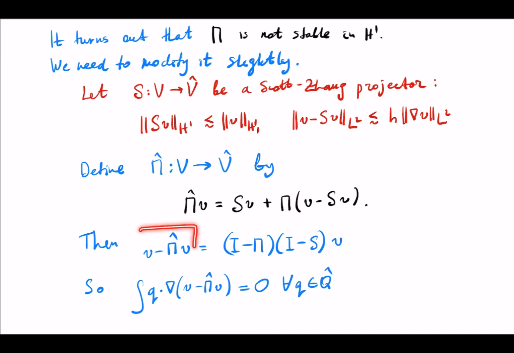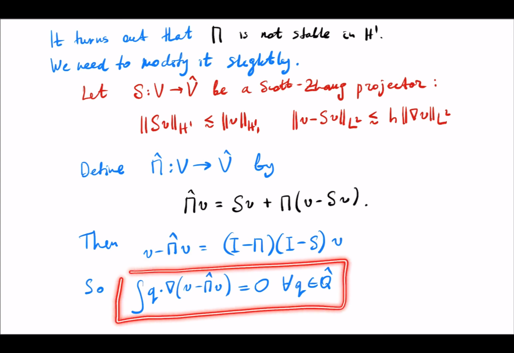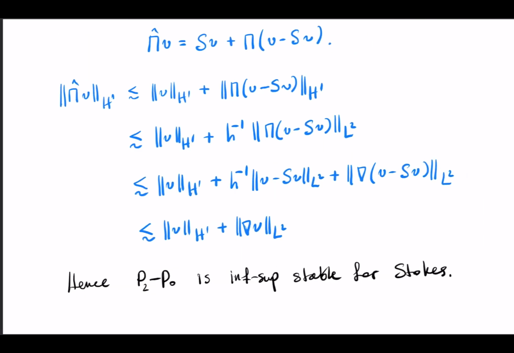Then if we compute v minus pi hat v, you can immediately see that this is just I minus pi applied to I minus s times v. And because we already have this property for I minus pi, we're going to have that property for I minus pi hat. So it satisfies this condition on the Fortin operator. The only thing we need to show now is that this pi hat is H1 stable, or bounded in H1.